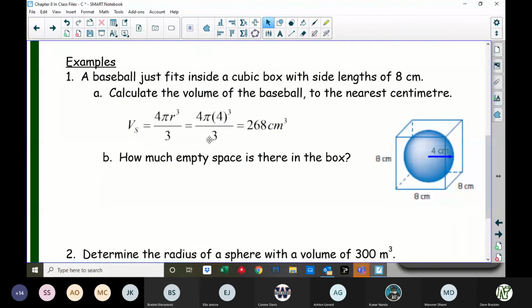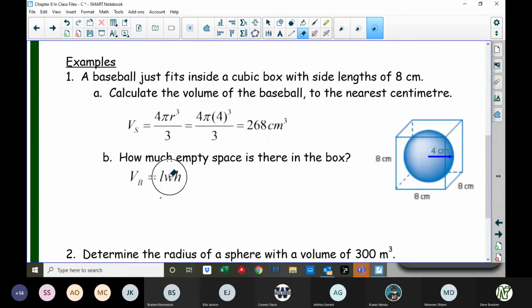All right, now, how much empty space is in the box? Well, how are we going to do this? How are we going to figure out the empty space? Find the volume of the entire cube and then just subtract the volume of the sphere from the box. Exactly. Just the other way around. That's all.